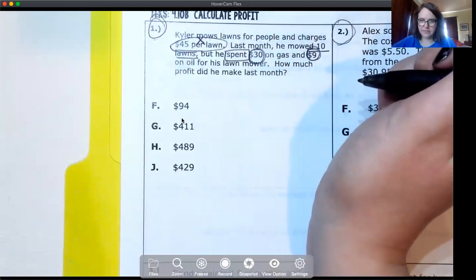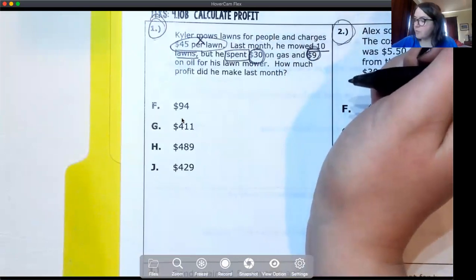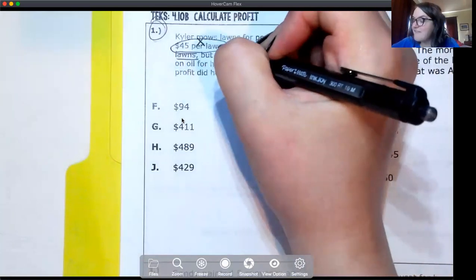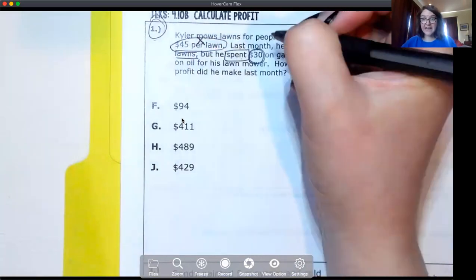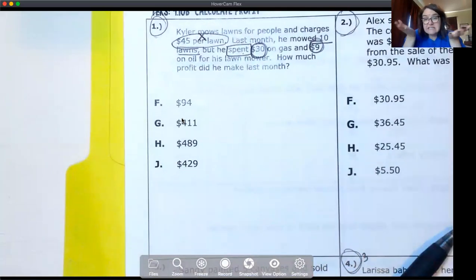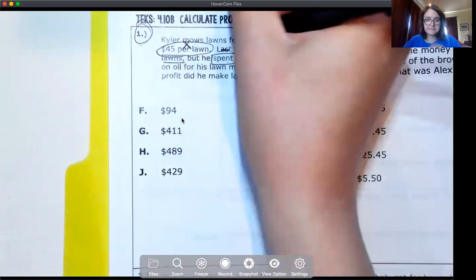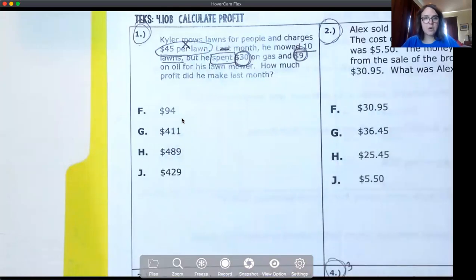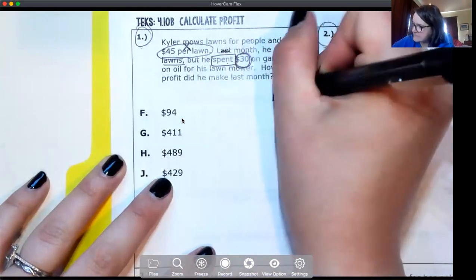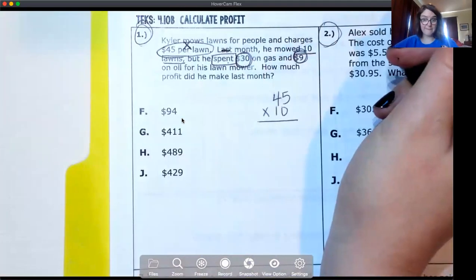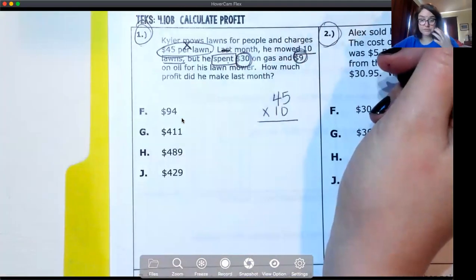So we want to think about a couple of things here. While we've got $45 per lawn, we also have spent. If I have $100 and I spent 30, do I have more or less money? Less money. That means I'm subtracting, because that's what we do when we look for less. So $45 per lawn. And last month he mowed 10 lawns. So 45 times 10 to figure out how much money he made in all.